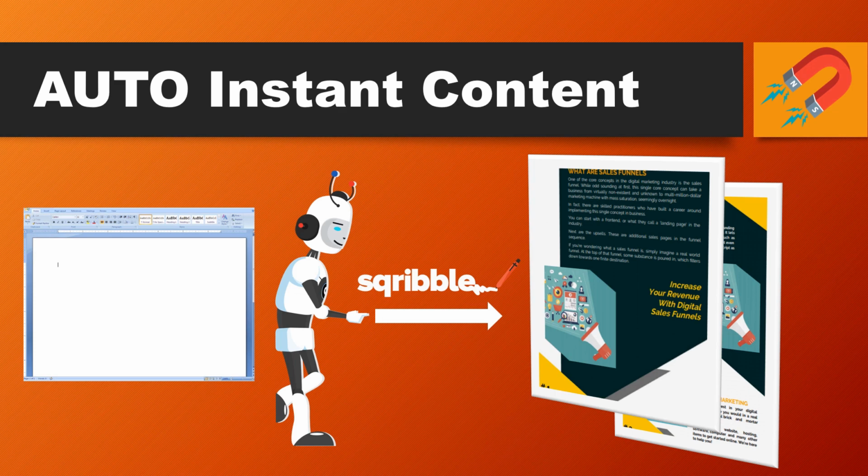Sqribble will allow you to populate your entire ebook with automatic instant content. This is the big one. They've got an incredible content engine. With just a few clicks, it's going to fill out your entire ebook. Okay, so just keep watching to find out more about this.